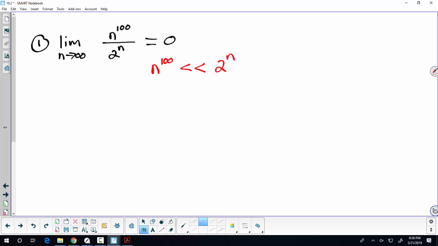Now, if you graph that, it might take you a very long time to see where 2 to the n actually overtakes n to the 100th, but eventually it does. It might not overtake that until 10 trillion or something like that. But what we're saying is, in the sense of approaching infinity, eventually it does overtake and win.